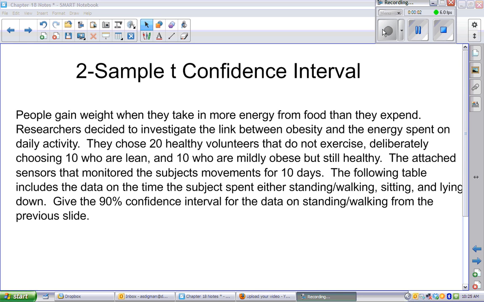Now let's continue on with our two-sample t-test, and now let's look at a confidence interval for a two-sample t. So let's look at the same example from the last slide where we're looking at the lean versus obese people. And this time I want to get a 90% confidence interval for the data on the standing and walking group. So we'll go back to our StatCrunch.